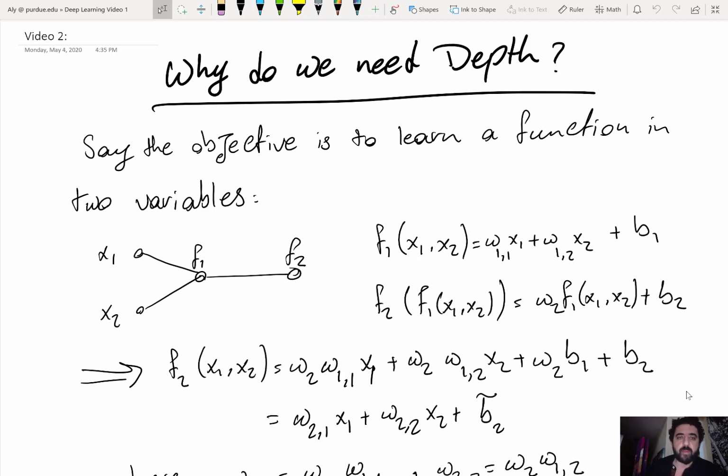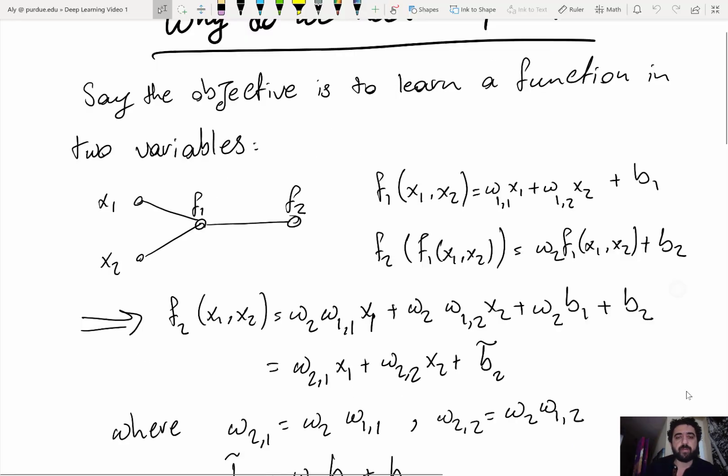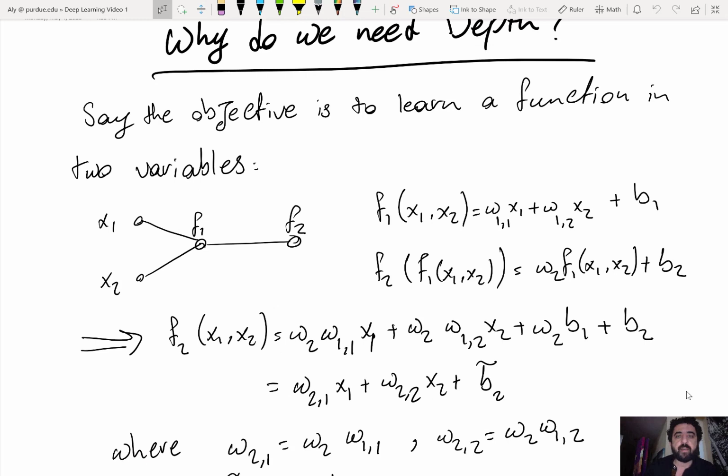So why do we need depth? Let's take a very simple toy example. Let's say we have two variables, x1 and x2, and we have a function that we call f1, and we will represent each by a circle because this is the notation that we will use for neurons in a neural network. But for now, let's say these are just two variables. And then I have a function f1 that's a linear function of x1 and x2, and then f2 is another linear function of f1.